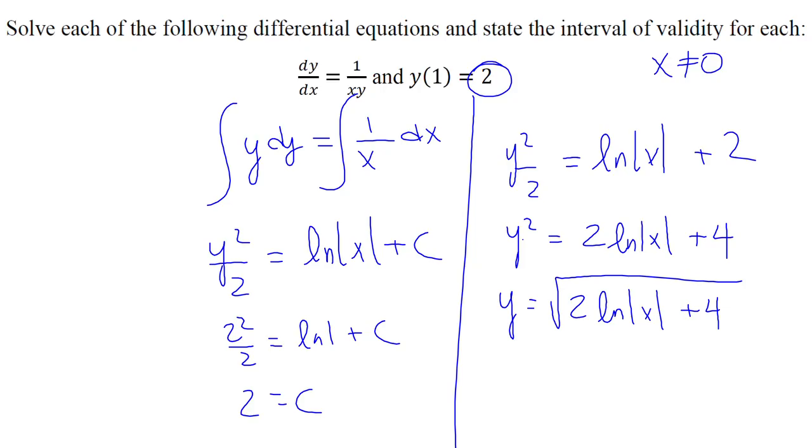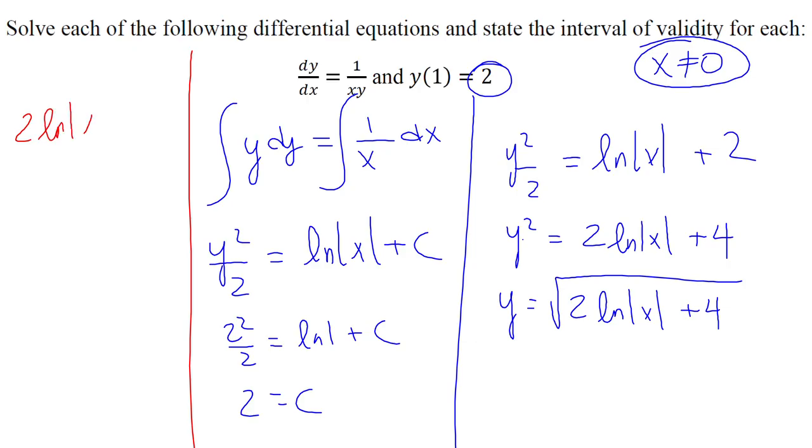And now we again have to think about the interval of validity. So we already knew that we had a restriction here that x couldn't be 0. So we'll think about that. But we also have to think about what makes this final result undefined. Well, anything that makes the inside of the square root negative would be a restriction on here. So we need to set that equal to 0. We'll do that over here. 2 natural log absolute value of x plus 4 equal to 0 to see where that cutoff point is.